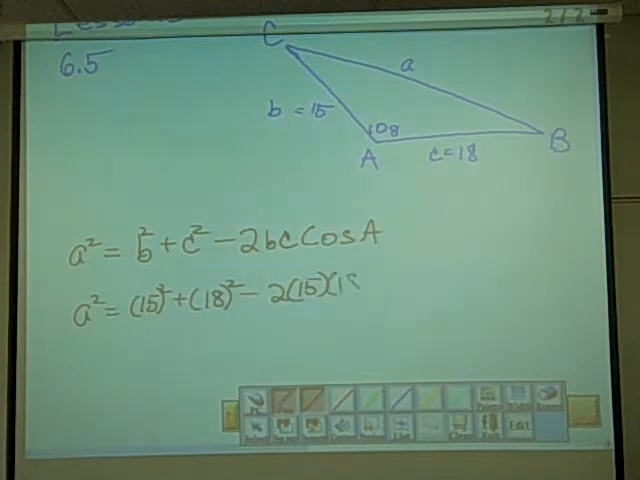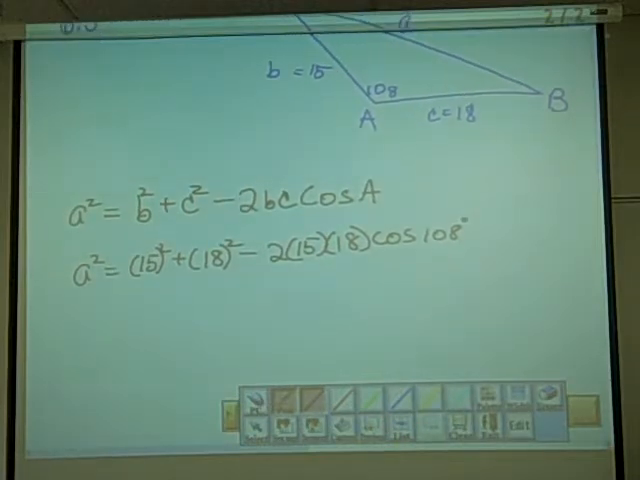Times 18. Cosine, and we do know angle A, that's 108 degrees. So once you set it up on paper, then you can just go ahead and punch that into your calculator.